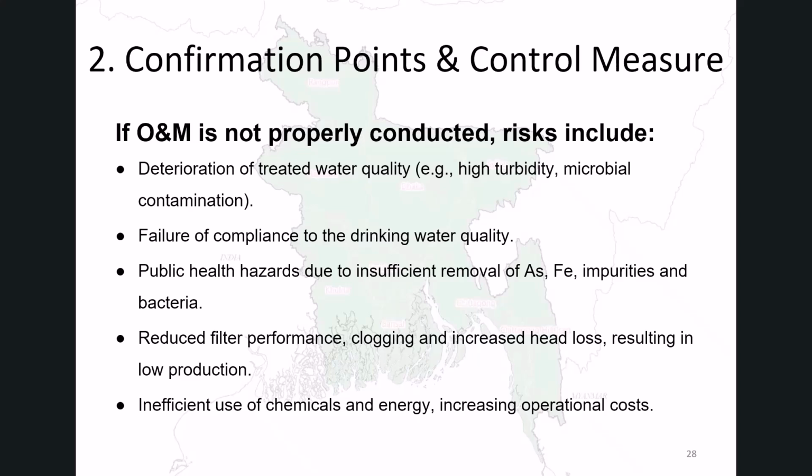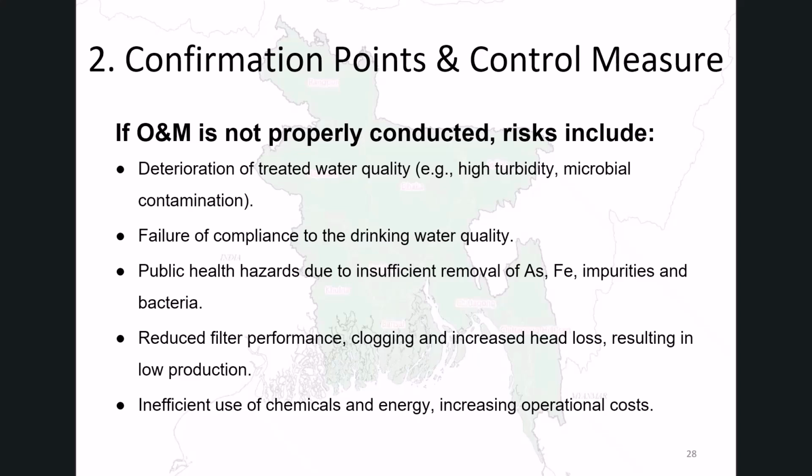Public health hazards due to insufficient removal of As, Fe, impurities and bacteria. Since a piped water scheme reaches many water users, once the water quality deteriorates, so many people will be affected as well. Reduced filter performance, clogging and increased head loss, resulting in low production.